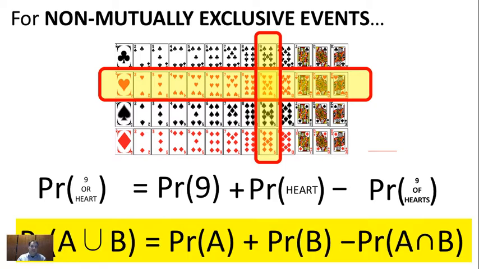And generally speaking, we can write the probability of A union B, that's the probability of event A or B or both happening, is equal to the probability of event A plus the probability of event B minus the probability of A intersect B. That's minus the probability of the overlap event where A and B both happen, in the previous case 9 and hearts.